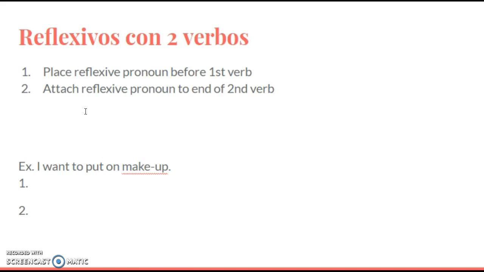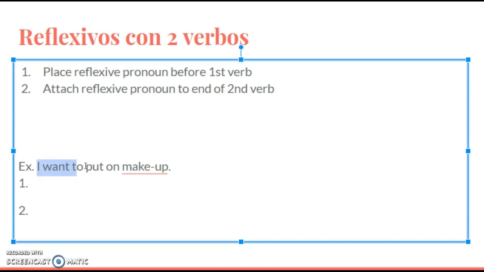So sometimes we have two verbs in a sentence. So for instance, if I said something like I want to put on makeup, or I need to put on makeup, I have to put on makeup, I am going to put on makeup, etc. So in that case, I have two options on where to put my reflexive pronoun. I can place the reflexive pronoun before the first verb, or I could attach my reflexive pronoun to the end of my second verb.